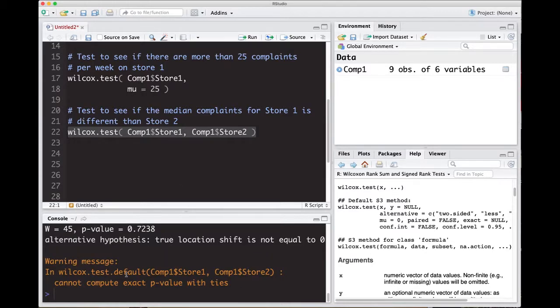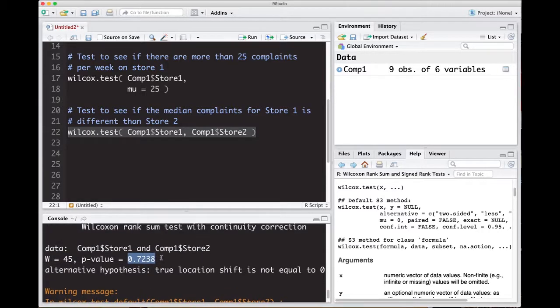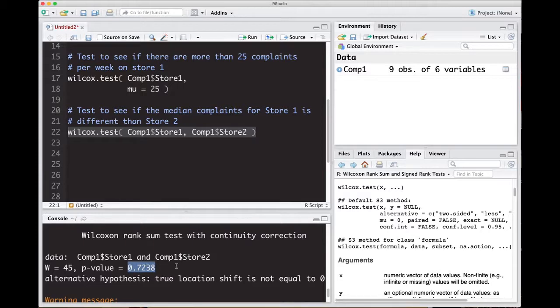Okay, and it says a warning, cannot compute exact p-value with ties. That's fine. It's just telling you that it's using an approximation. And notice we get a p-value here of 0.7238. So this still is not significantly different because we only have 6 observations or 9 observations. It doesn't really make sense that we would have a lot of power to find anything. But you should also keep this in mind whenever you're doing your tests or running anything, really. Just be aware that often you cannot tell the difference between many of these things.